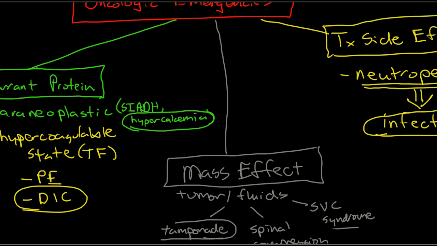And then I'm going to talk about the issues that I mentioned from emergencies that are caused by mass effect: tamponade, spinal cord compression, and SVC syndrome. And then last, I will talk about neutropenic fevers.